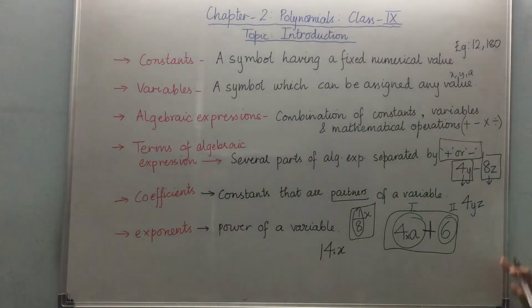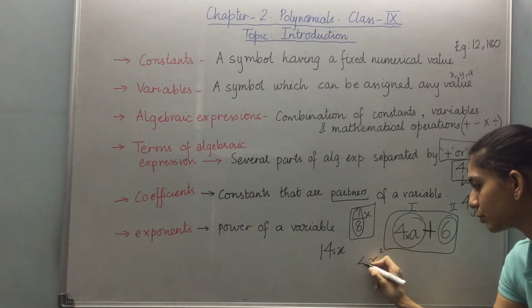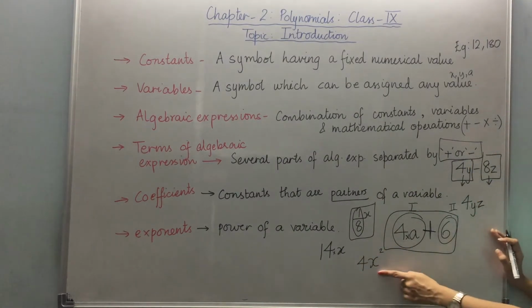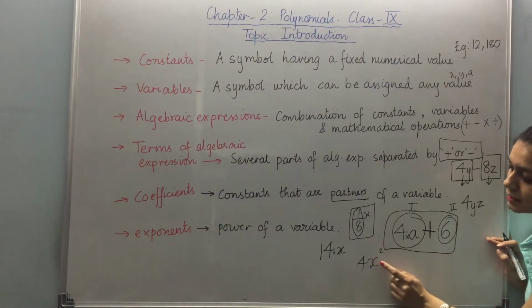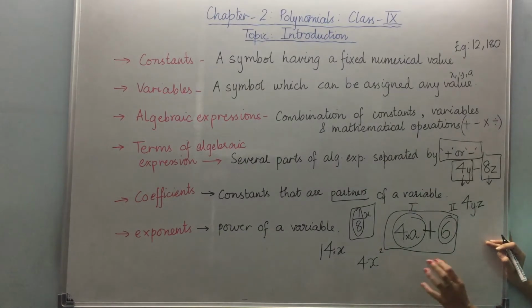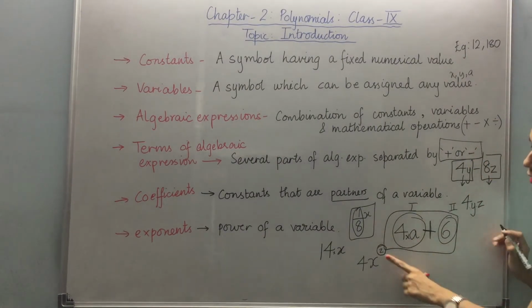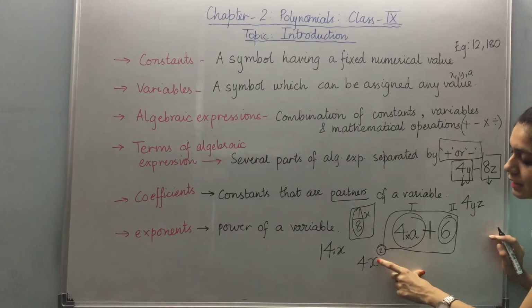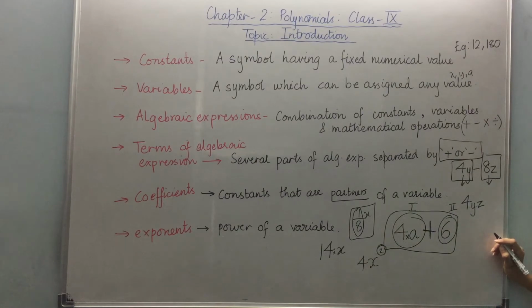Exponents. Exponent is the power of a variable. Simply I can also write 4x square. This is again an algebraic expression because it has some constant, it has some variable, and then multiplication is the operation that is joining these two. And here this power is 2. So I will say x exponent here is 2. We have to remember one thing.